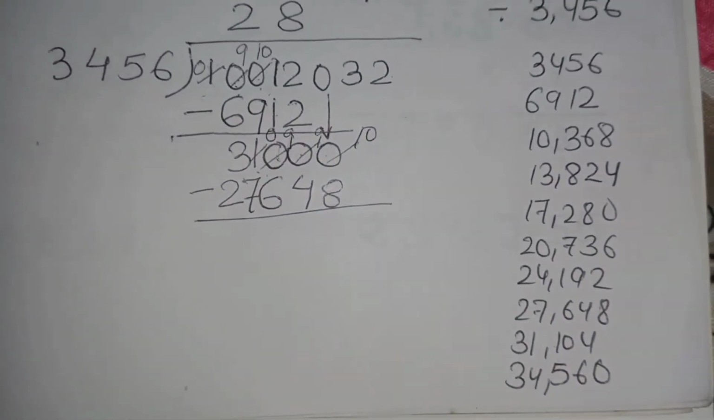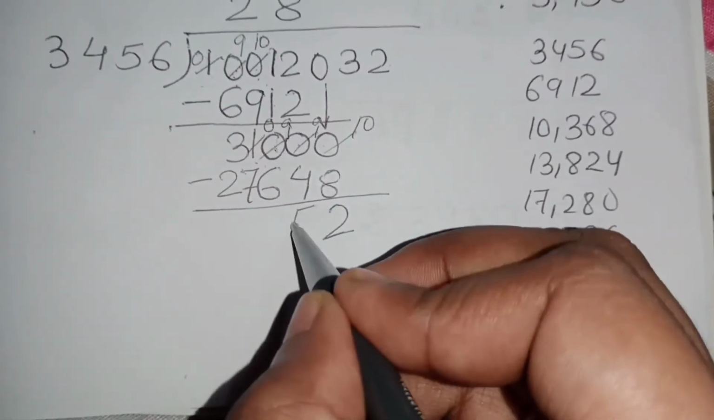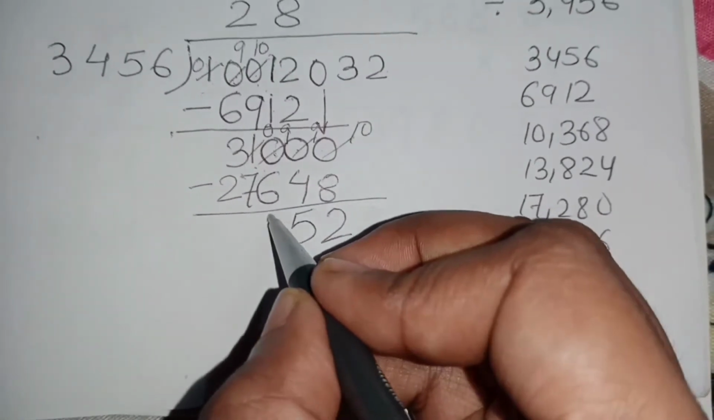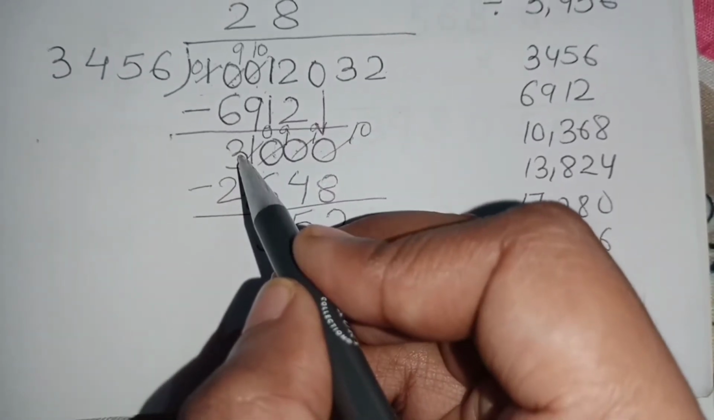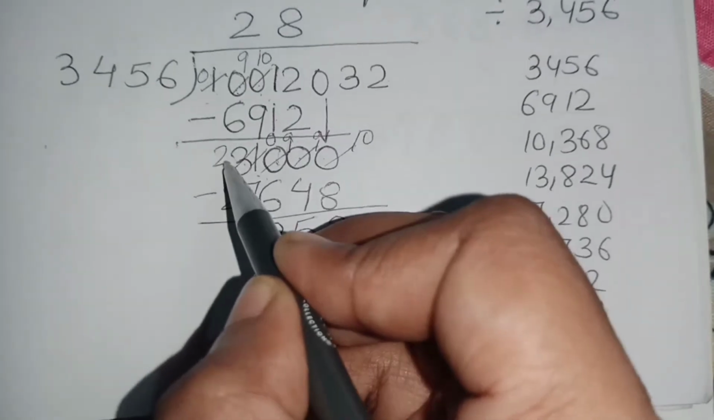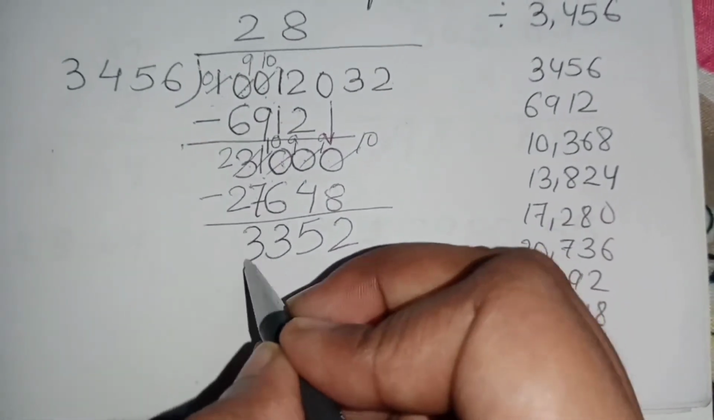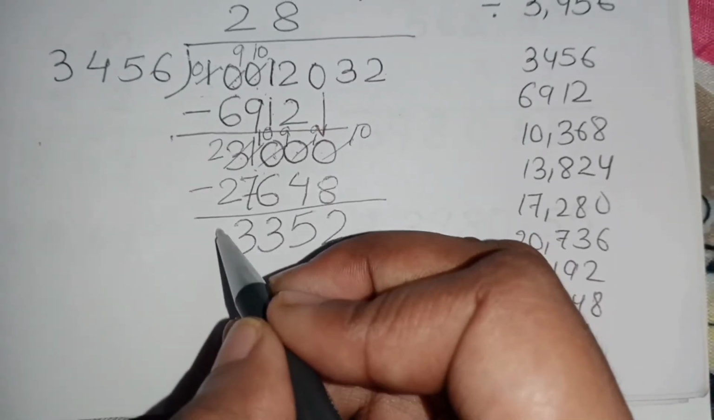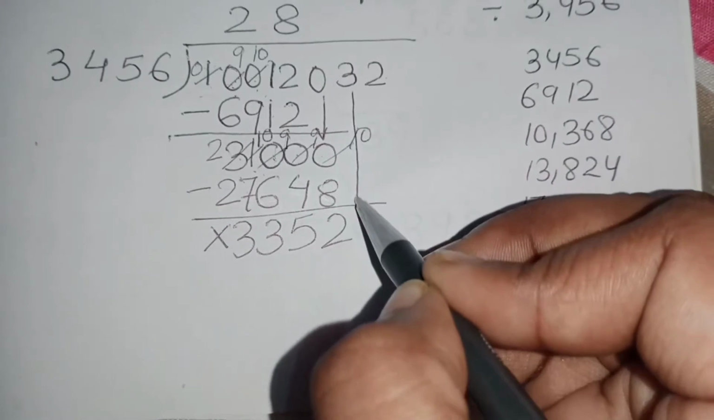Now 10 minus 8 is how much? It is 2. 9 minus 4 is how much? 5. 9 minus 6 is how much? 3. Now from 0 we cannot subtract 7. So this 0 will take 1 borrowing from this 3. So this 3, and this 0 will become 10. So 10 minus 7 is how much? 3. And 2 minus 2 is 0. So in front, no need to write 0. You can put the cross. Now bring this 3 down.